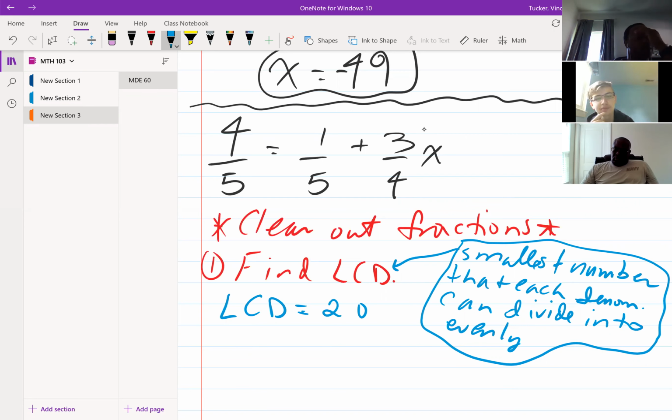Now, if you don't get the LCD, let's say you got something larger, let's say you did 40, it wouldn't be the worst thing in the world. As long as your denominators can divide into it evenly, you'll still be okay. It's just that you will have to reduce your answer at the end. Sometimes you will, even with the LCD, but if you use something larger, you most definitely will have to reduce at the end.